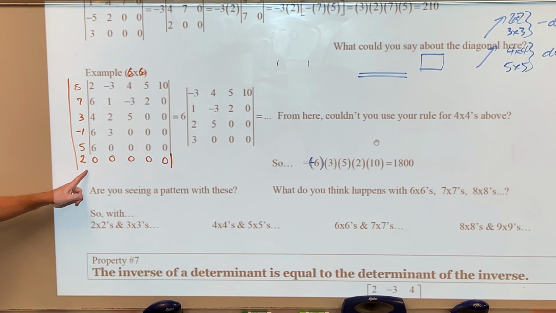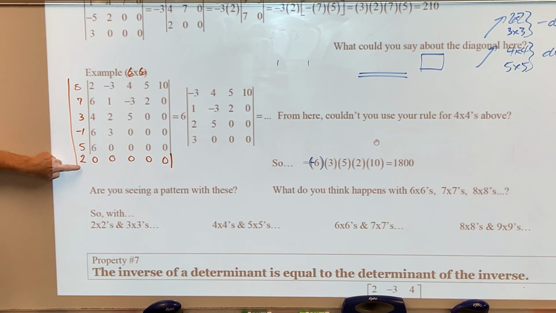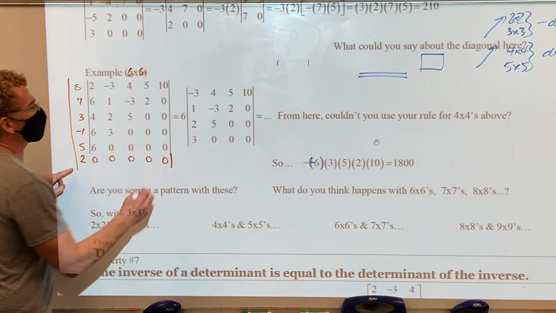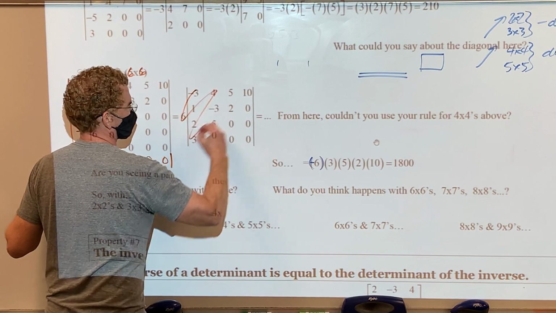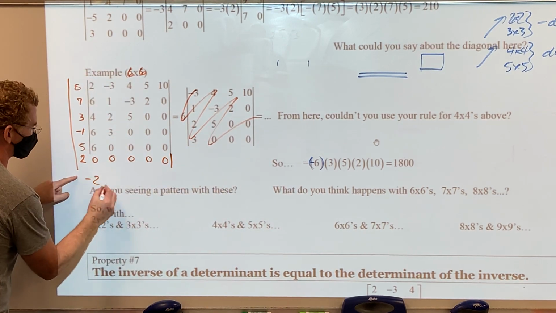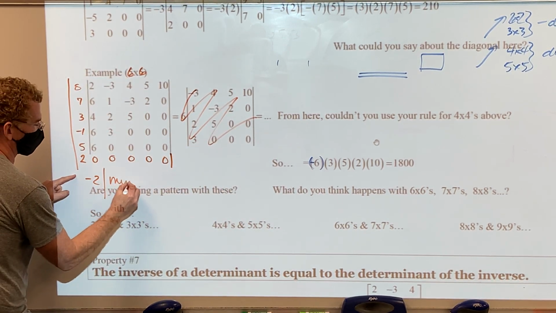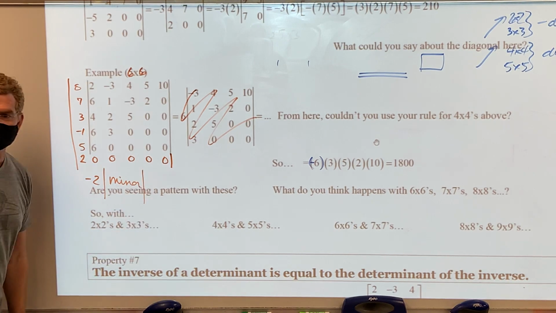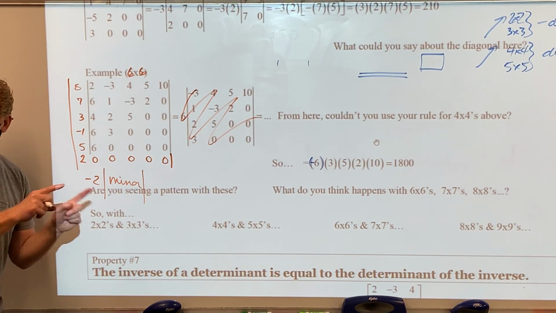So what would I have done here? I would have probably chosen that row again. Now 2 is in a plus, minus, plus, minus, plus, a negative spot? Negative spot. So I would have had a negative 2, ignore this. I would have a negative 2 times its minor, correct? Mm-hmm. Now its minor would be what size?